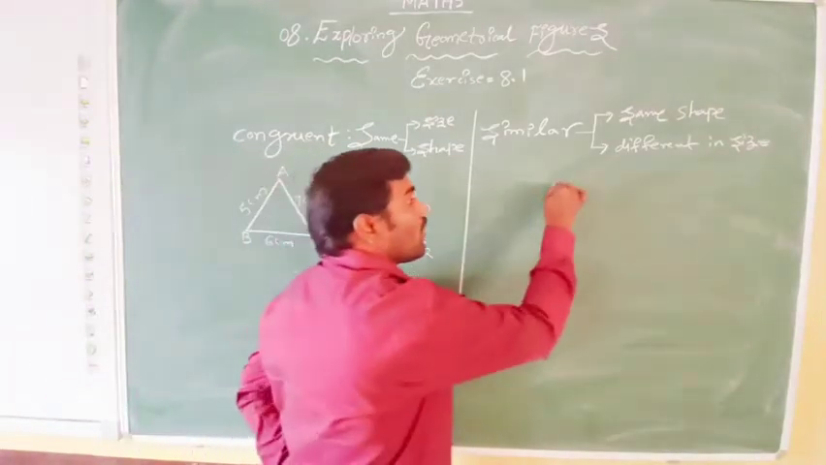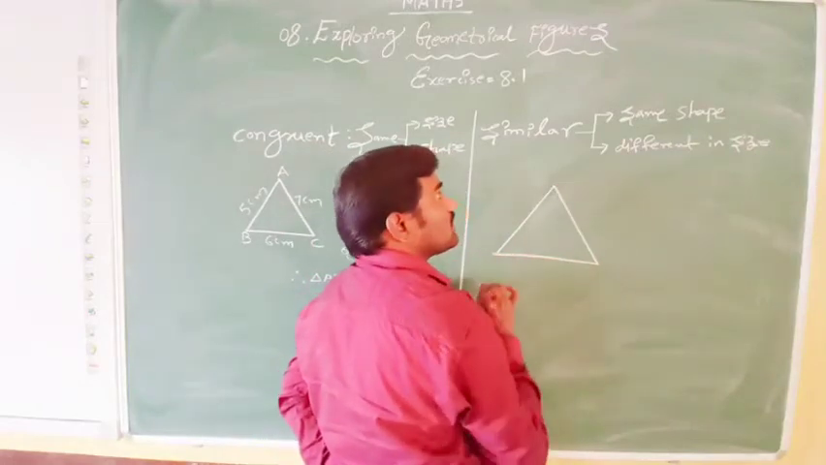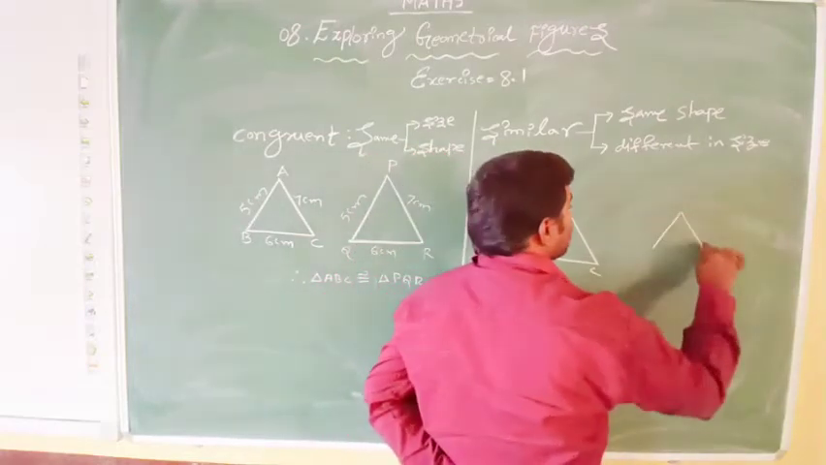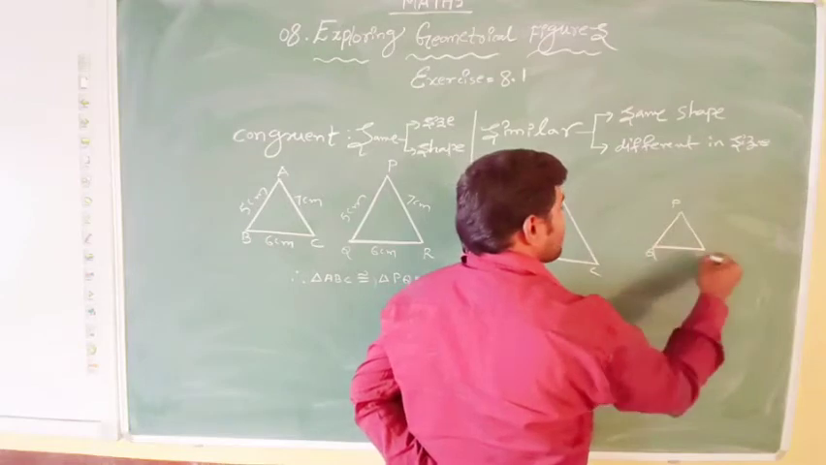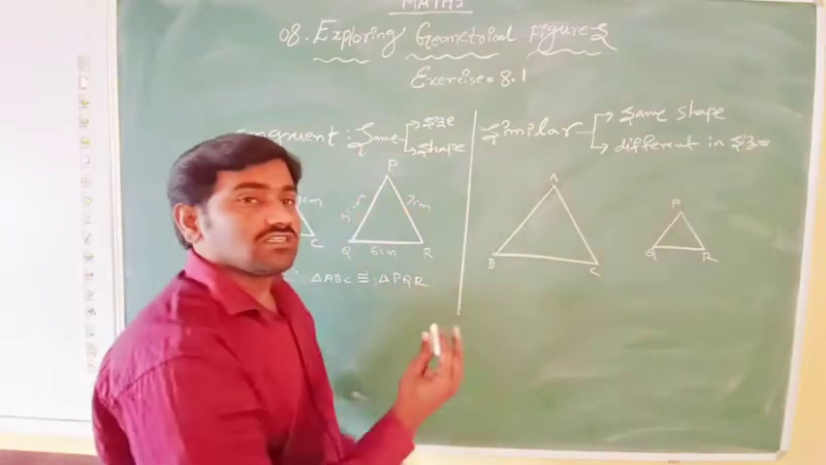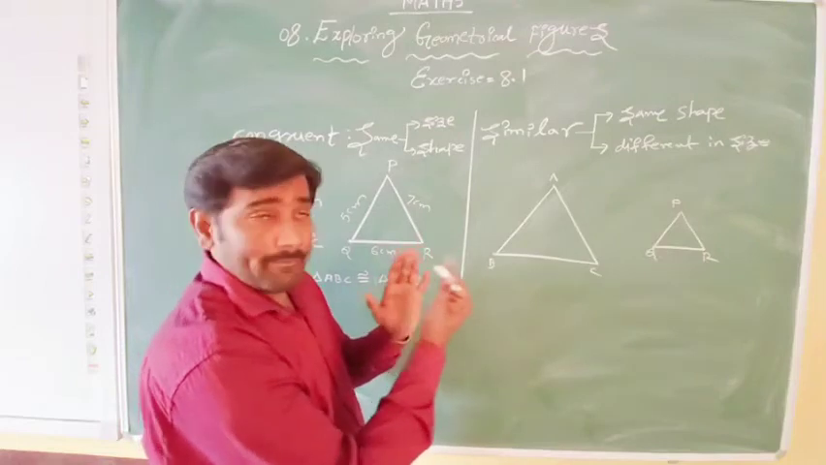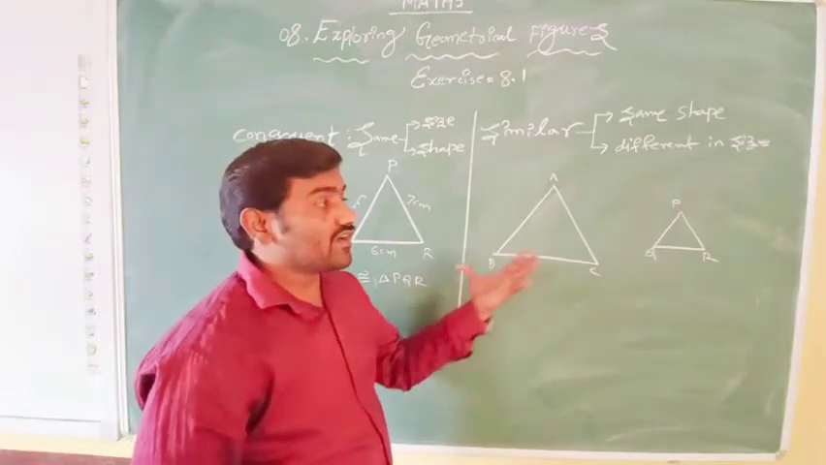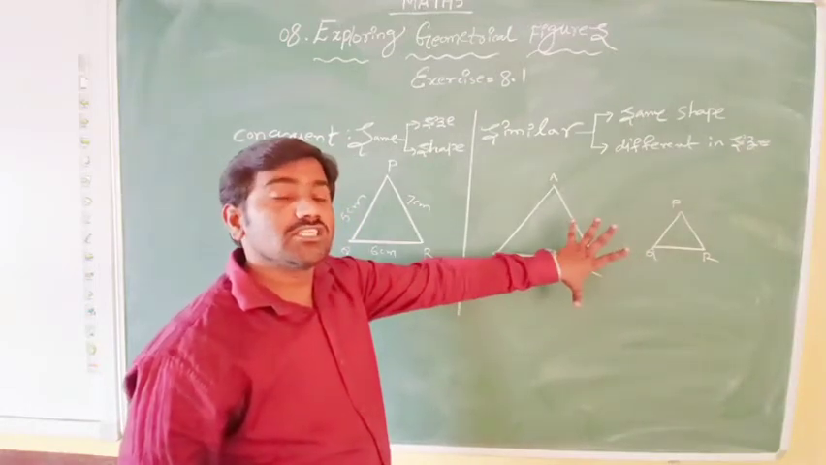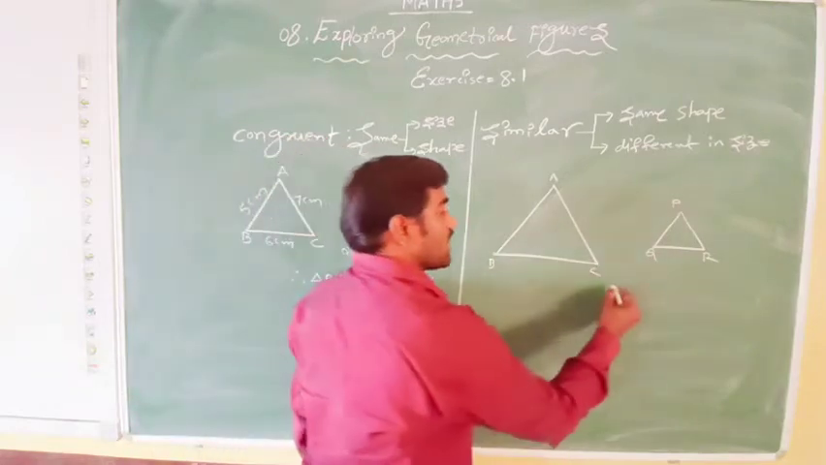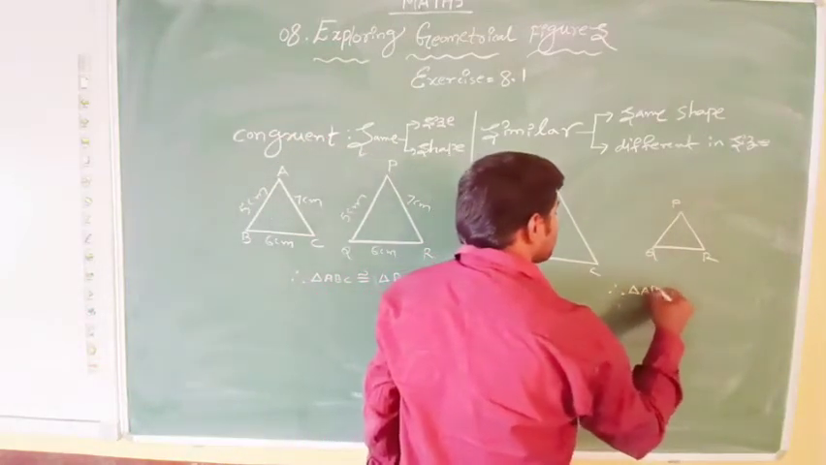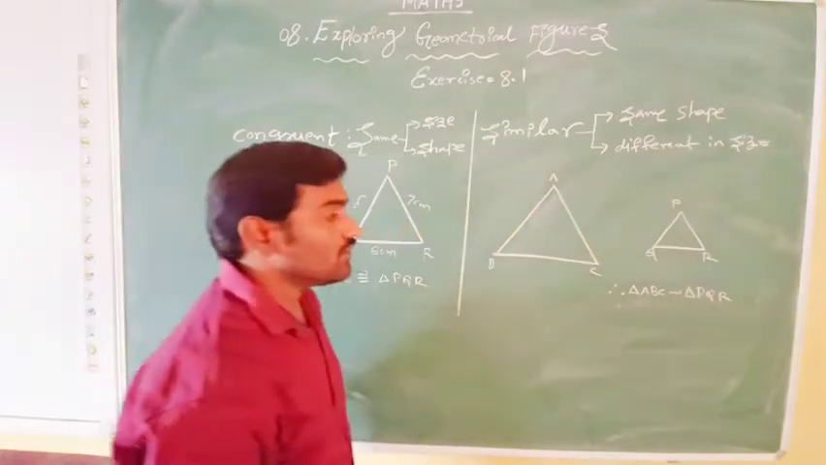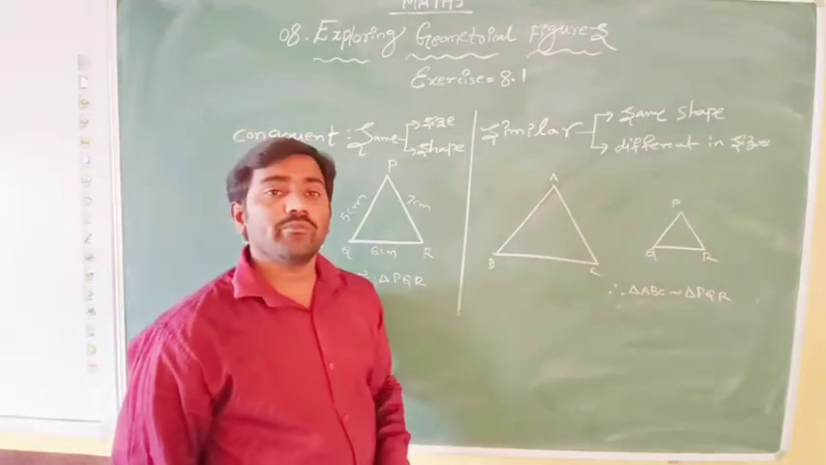Okay. So what about the case of similarity? Suppose let's take a triangle ABC and a triangle PQR. These two triangles are the same shape actually but different in size. They are in the same shape but different in size, so they are called similar triangles. Here triangle ABC is similar to triangle PQR.